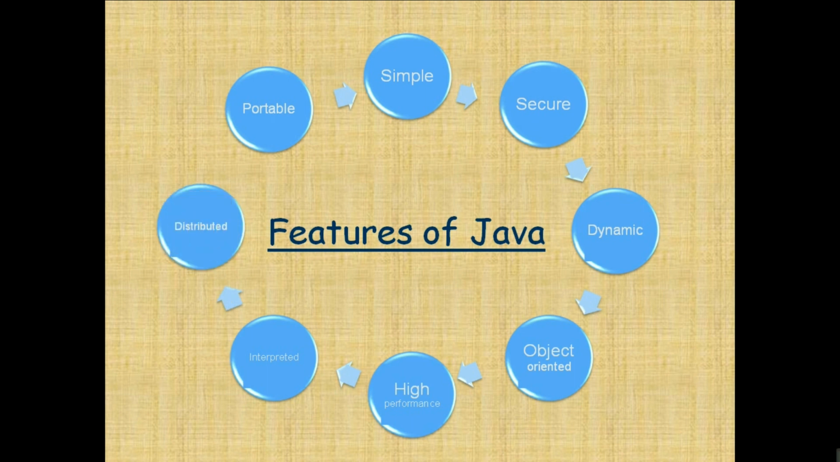What is the final feature of Java? Java is distributed. Why is Java distributed? Using this language, we can create distributed applications. RMI and EJBs, two technologies in Java, are used for creating distributed applications.